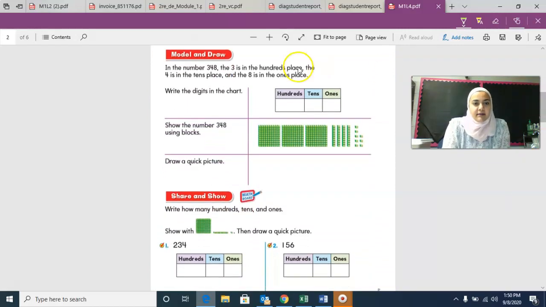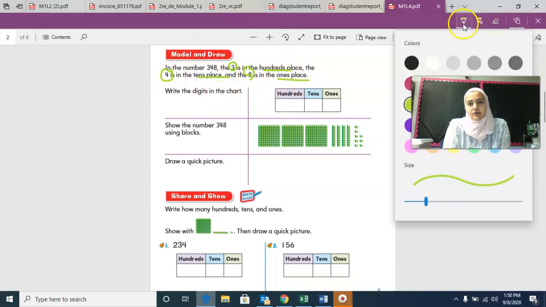Let's see, in the number 348, oh look, they have my little table that I love so much that I told you guys to write down: ones, tens, hundreds. In the number 348, the 3 is in the hundreds place. Okay, I'm going to circle that. The 4 is in the tens place. And the 8 is in the ones place. Write the digits in the chart.